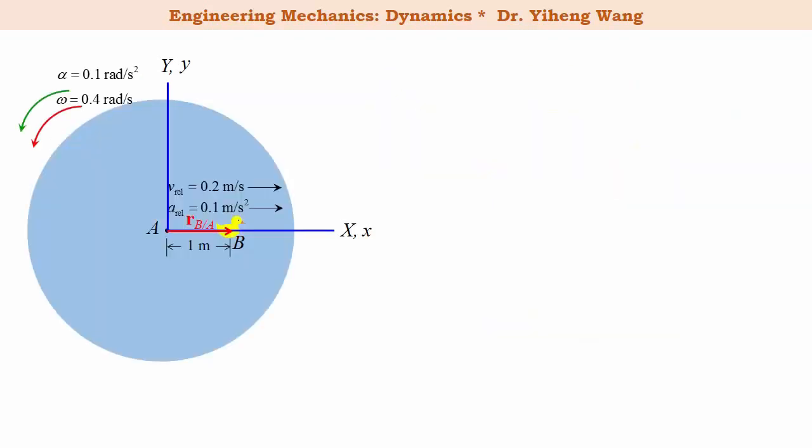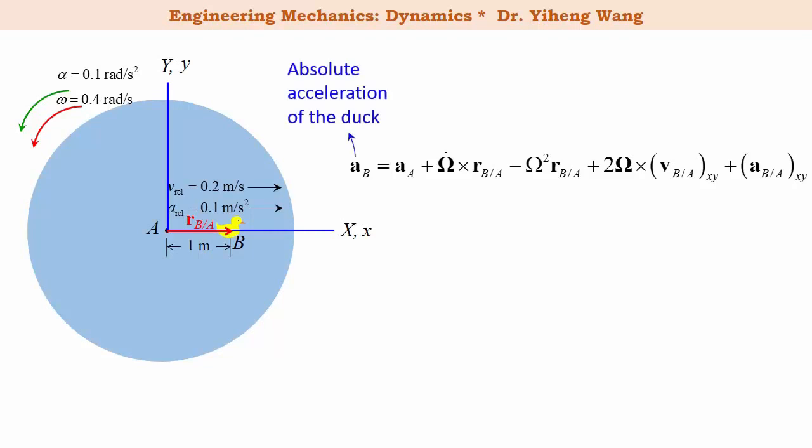To determine the absolute acceleration of the duck, again, let's first use this equation directly for calculation, because this is the absolute acceleration of the duck, and then we will explain later. The linear absolute velocity of point A is again 0 because point A is the center of rotation. This is the angular acceleration of the rotating frame, 0.1 k. This again is the relative position of the duck with respect to point A.